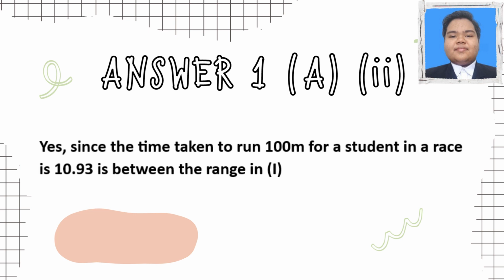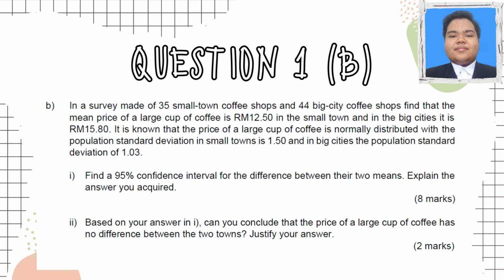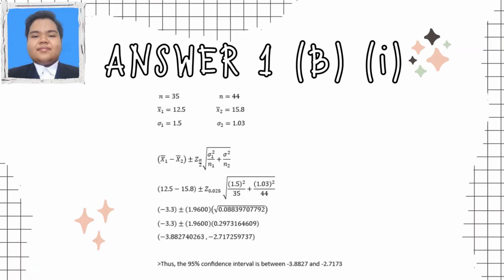Next, this is the answer for question 1A2 Roman. The question asks whether the interval obtained in 1 Roman supports the claim that the time taken to run for a student in a race is 10.9 seconds. The answer is yes. It is because the time taken to run 100 meters for a student in a race, 10.93 seconds, is between the range in 1 Roman. Next, this is the question for 1B.